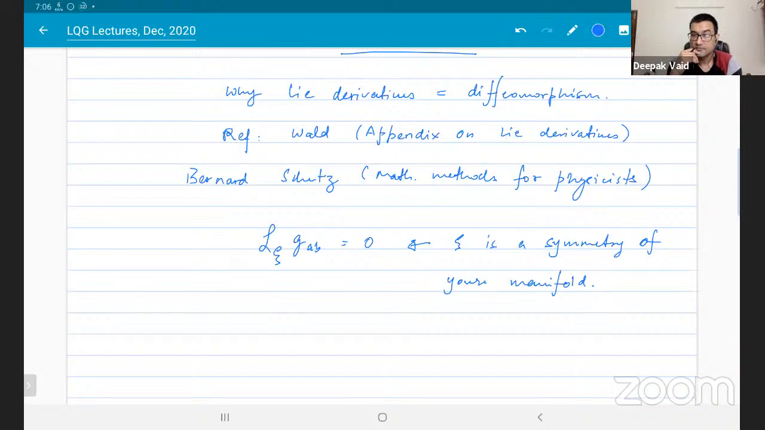Is this okay? Please ask, because these questions are important. We are studying quantum geometry. We are studying the theory of quantum geometry. So the geometry part is the most important part.